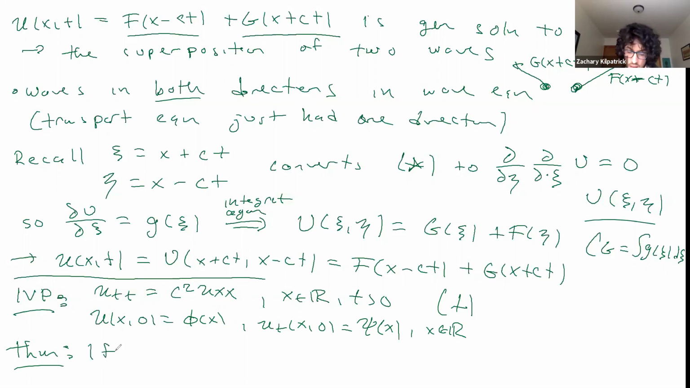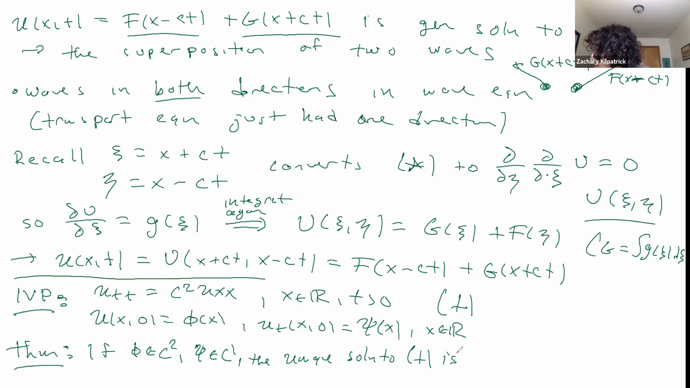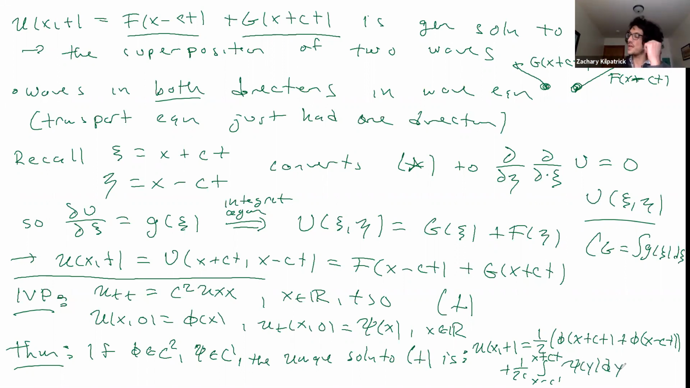So the general statement of D'Alembert's solution is that if phi is in C2 and if psi is in C1, the unique solution to dagger, okay, is given by u of x, t is equal to a half phi of x plus ct plus phi of x minus ct, okay, plus 1 over 2c, the integral from x minus ct to x plus ct of psi of y dy, okay? So that's our general solution.